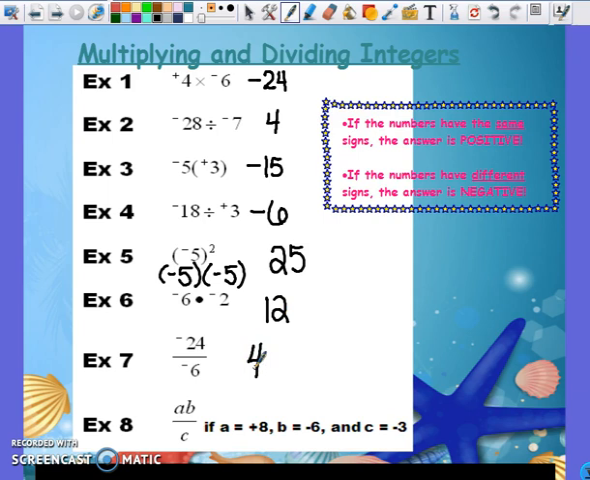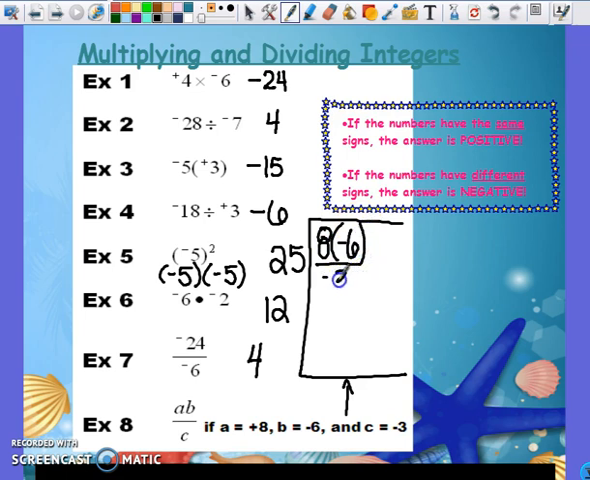Now for this one, I'm going to go over here. I'm going to create a little box for us. And we have to substitute first. So we know that A is 8 and B is negative 6, all over negative 3, which is really just division. We have to solve the top first and then divide.